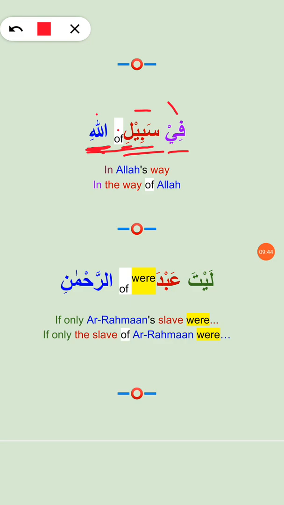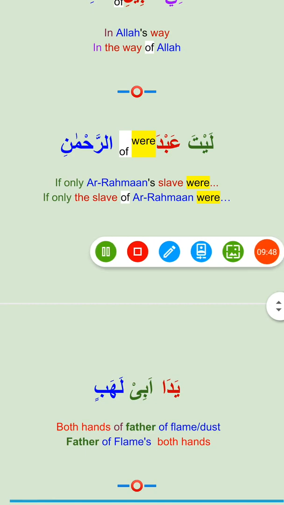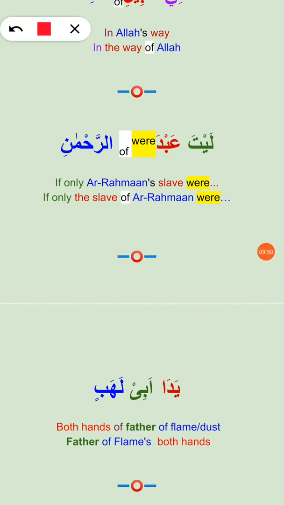Okay, next example, Laita Abdur Rahmani. Okay, Laita, one of the huruf in nasab, it means if only. Abda. Alright, so since it is harf nasab, of course it's going to cause its ism to be in nasab form, and therefore I have placed this combo, this auxiliary verb combo over here. Okay, so Laita Abda, slave. Okay, if only the slave.